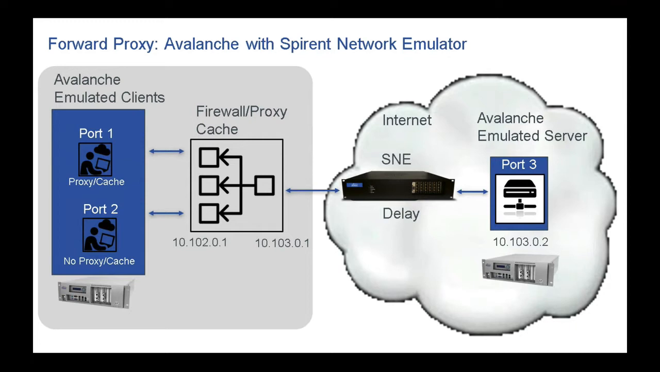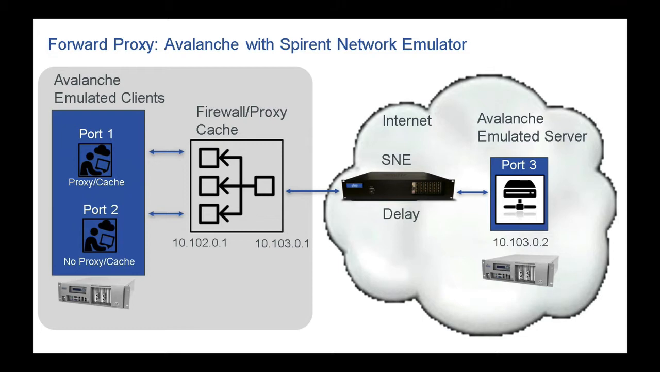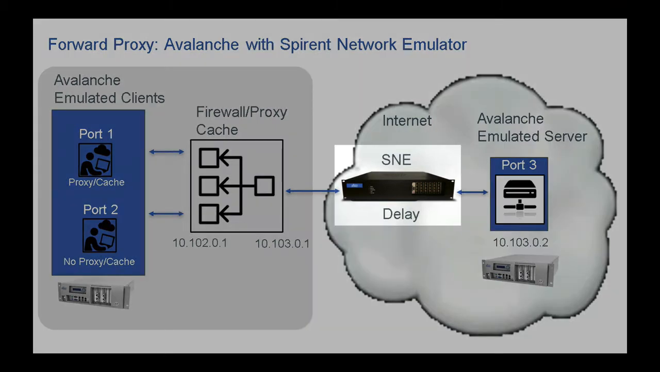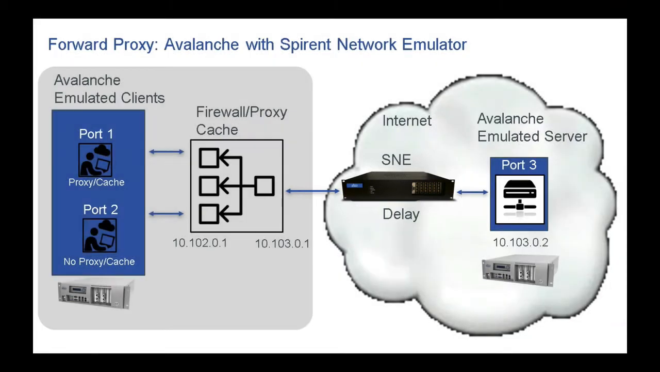The proxy is a virtual machine on a host with only one Ethernet interface, so I'm using VLAN 2 for the LAN side traffic and VLAN 3 for the WAN side traffic. I'm going to use the Spirent Network Emulator to add 30 milliseconds of round-trip delay to VLAN 3 to emulate the delay from the WAN port to the emulated web server.